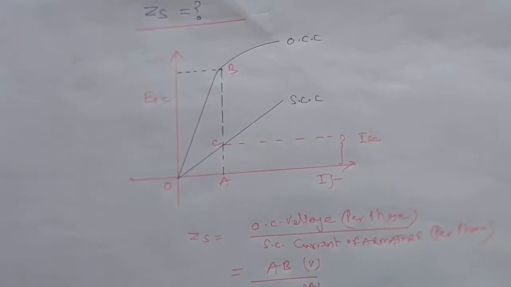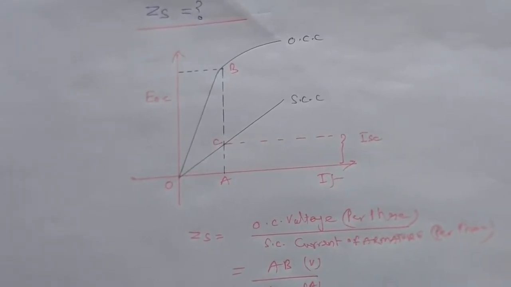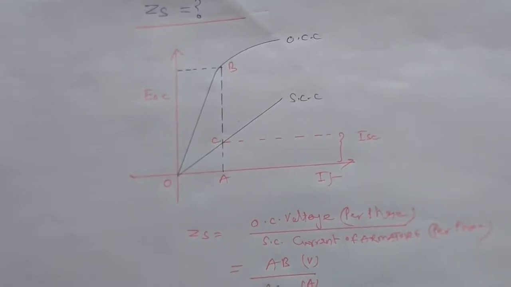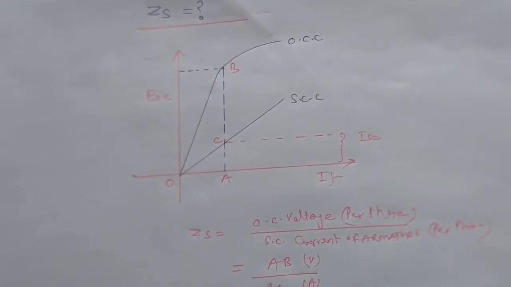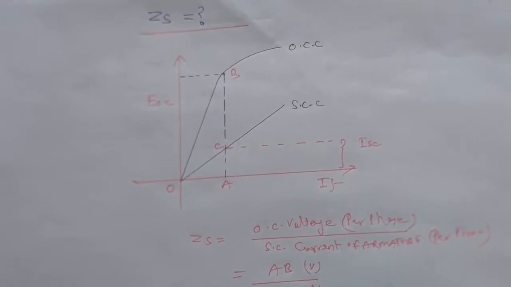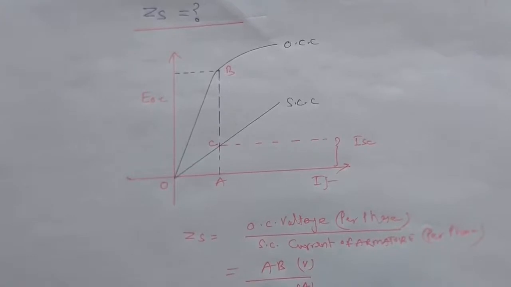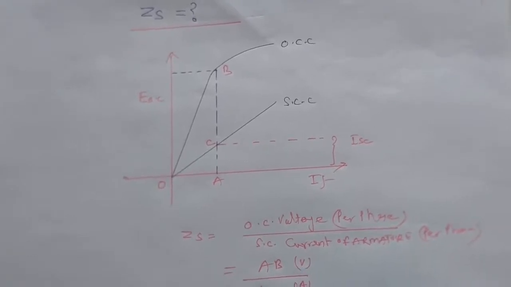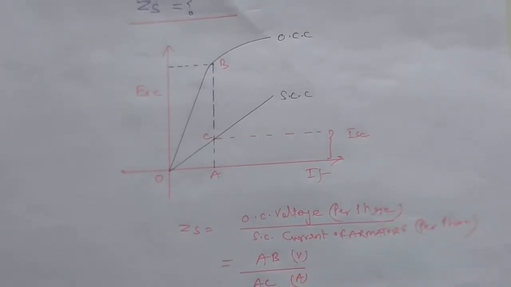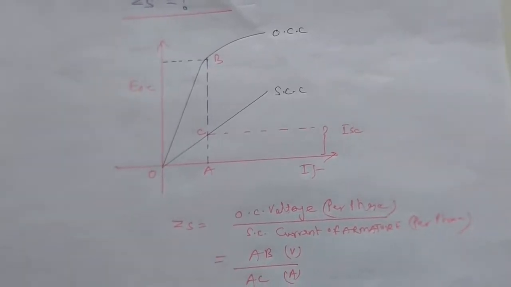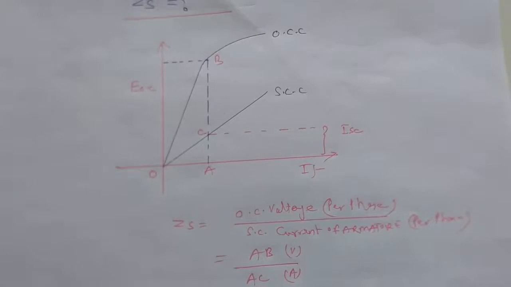So certainly the SCC is going to be a straight line, as we have seen in the last sections, and the OCC is going to be a straight line up to some region, that means from O to B, and beyond B it is going to be saturated, so it gets the parabolic nature. Now when you draw the SCC characteristic, it is going to intersect the SCC characteristic at point C.